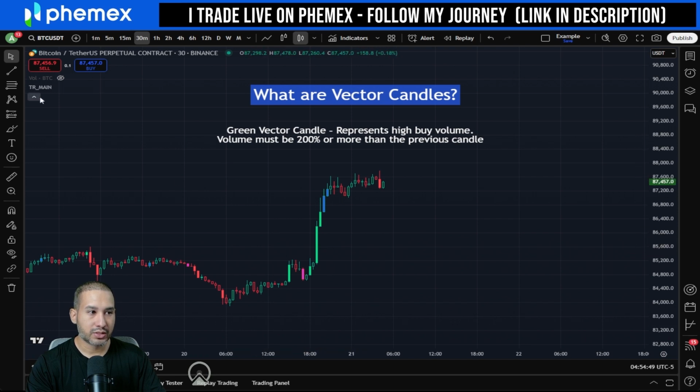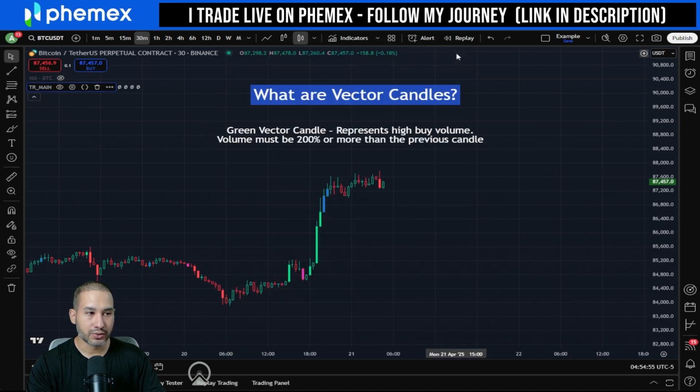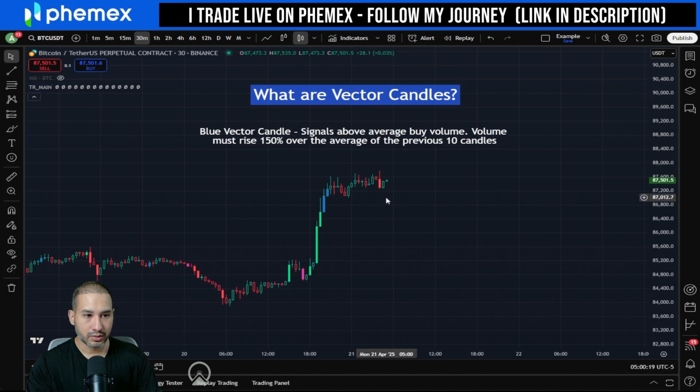One thing to mention is I'm using the TR main indicator. There's multiple indicators you can use for vector candles. This is my preferred choice. Next up we have the blue vector candle. It signals above average buy volume. Volume must rise 150% over the average of the previous 10 candles.